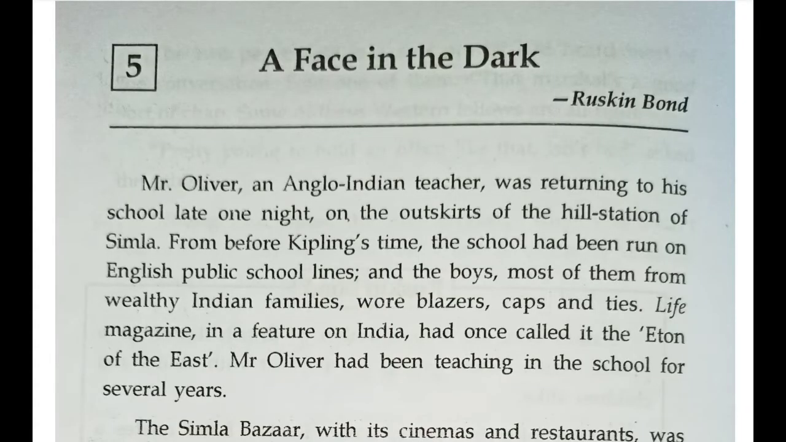So now let's take a look at the text of the story, A Face in the Dark, Chapter 5, written by Ruskin Bond. Mr. Oliver, an Anglo-Indian teacher, was returning to his school late one night, on the outskirts of the hill station of Simla. So we must remember that Mr. Oliver is the chief protagonist of the story. He is a school teacher by profession, and he is an Anglo-Indian, and he was returning to his school late one night. And where was he? On the outskirts of the hill station of Simla.